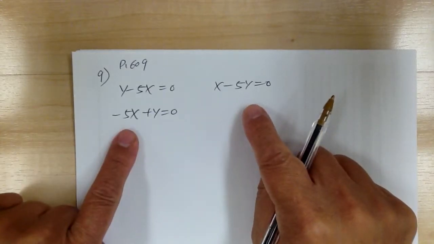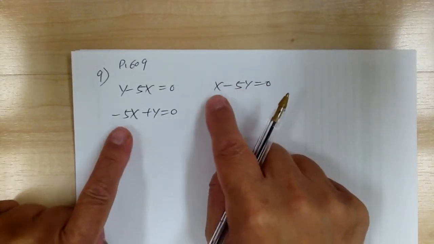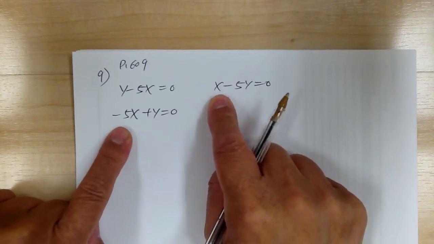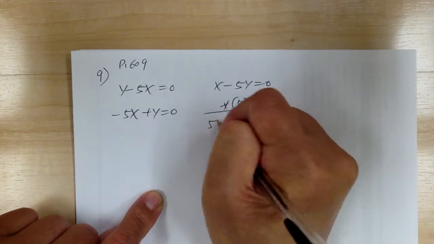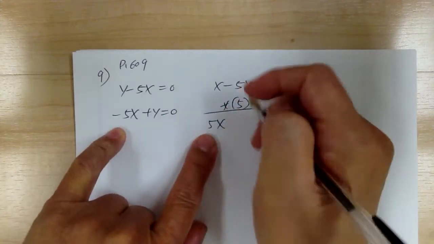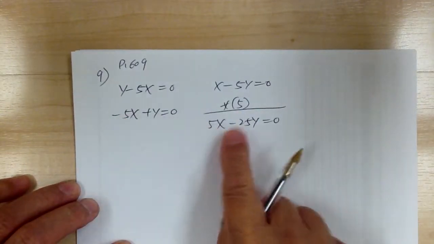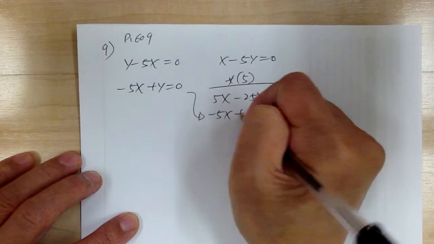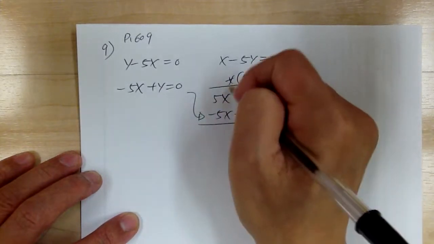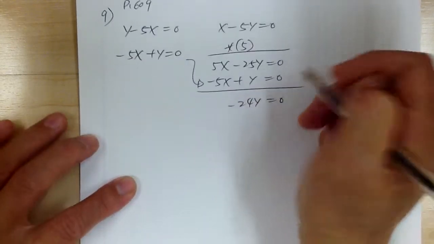And in this case, it doesn't matter which one you're going to make an opposite. I'm going to make the x opposite, so I need to multiply this by 5. So I get 5x, so you can see the opposite, right? Minus 25y equal to 0. So put this underneath here. When I add this, the x cancels out. When I add this, I get negative 24y equal to 0.